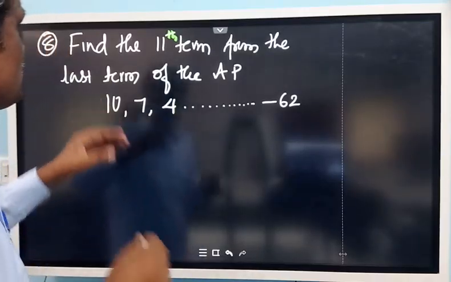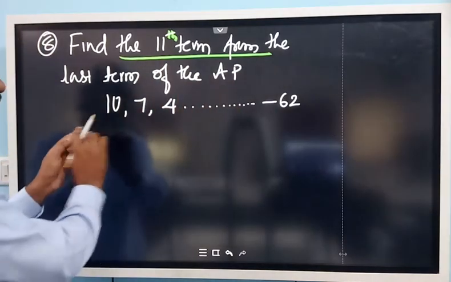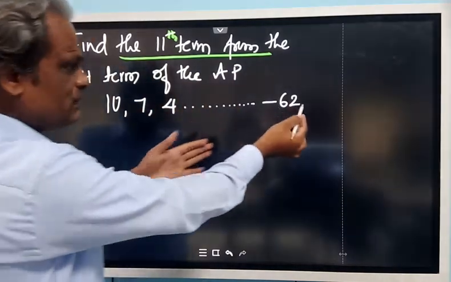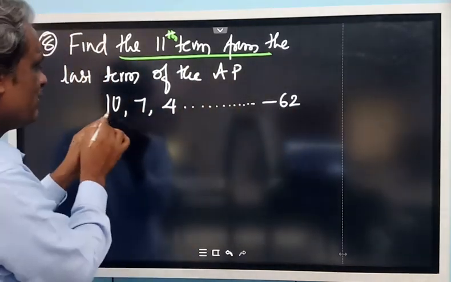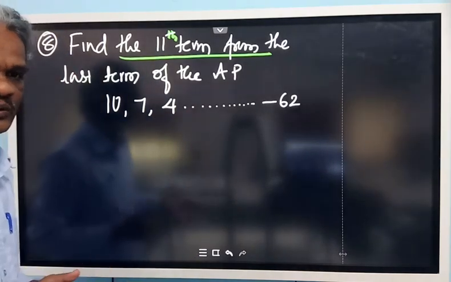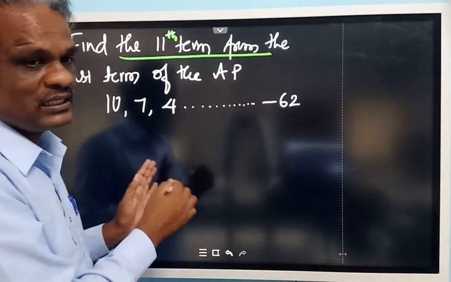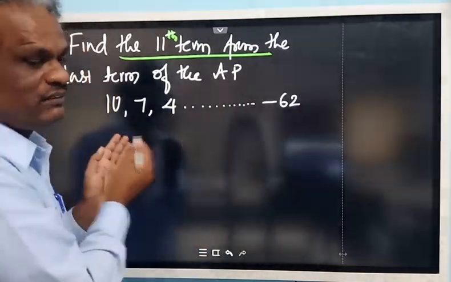Now, the given question, you need to find the 11th term of the AP from the last, not from the beginning. This is from the reverse direction. The 11th term from the beginning is easy: you can apply an = a + (n - 1)d and find a11. But here it is not like that. You need to find the 11th term from this end.